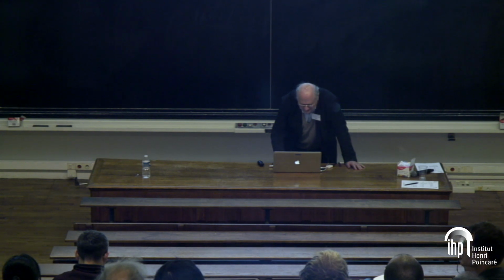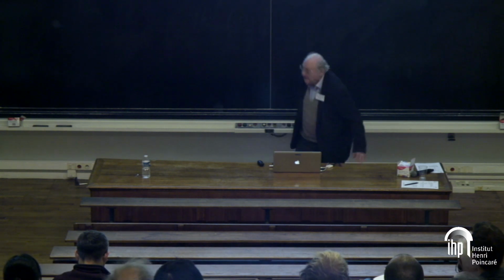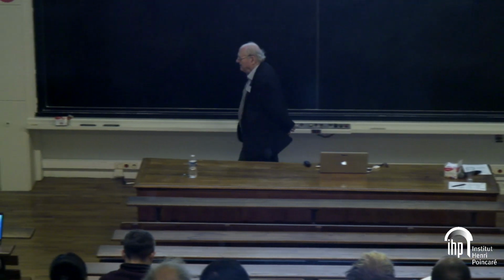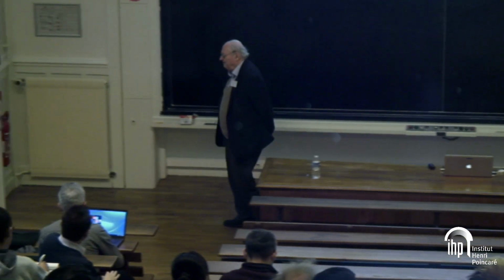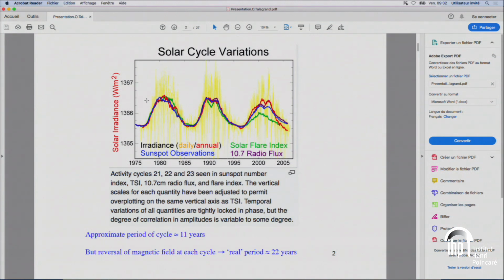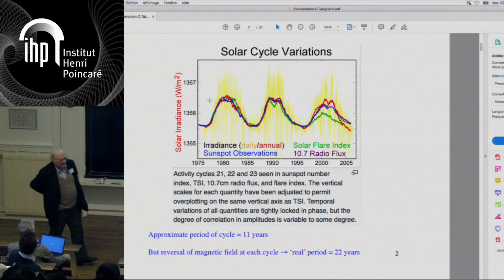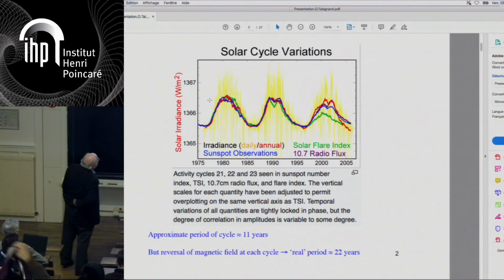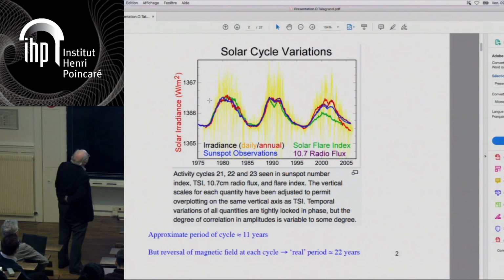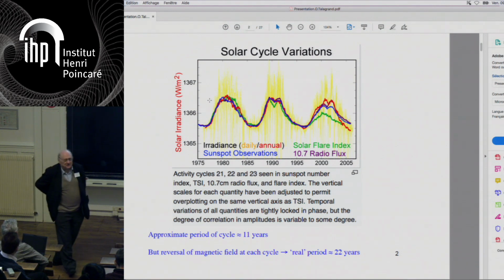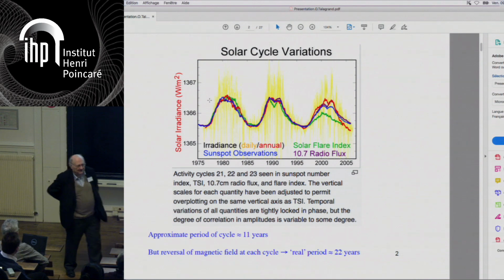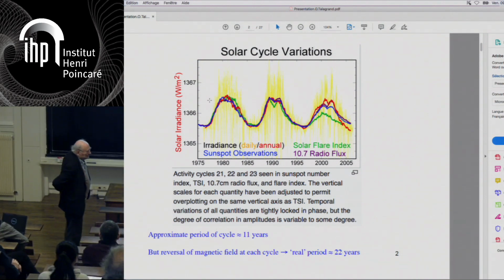Okay, this shows the variations of solar irradiance over a number of years from 1975 to 2005. The solar irradiance varies with a period of about 11 years. Over one cycle, it varies by approximately 1 watt per square meter. That is less than 1,000th of the total irradiance.